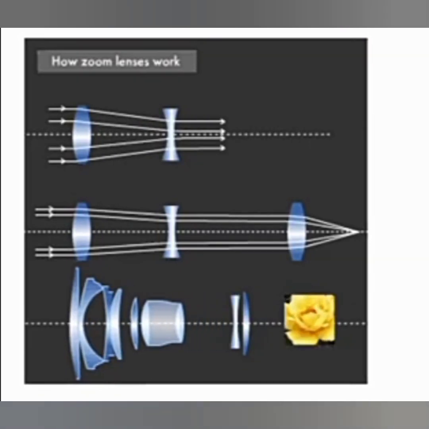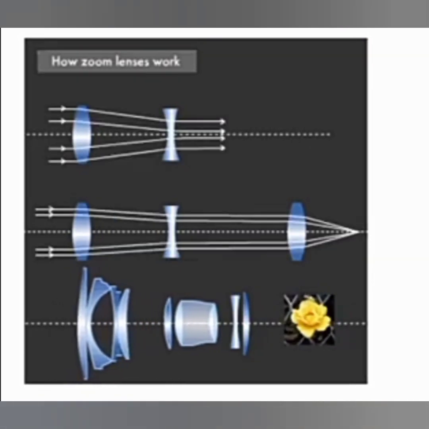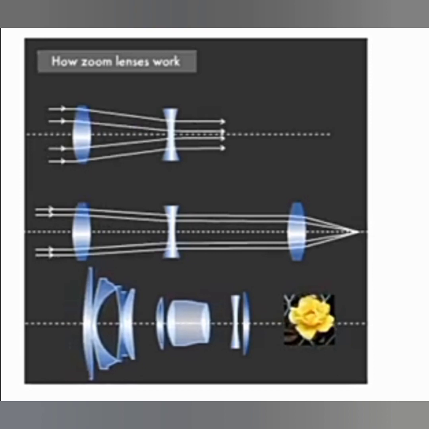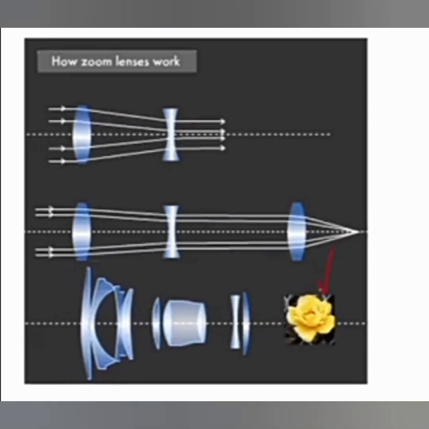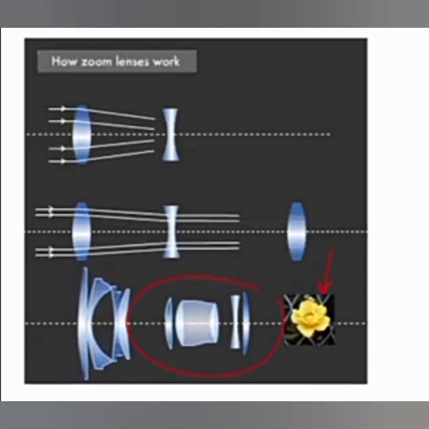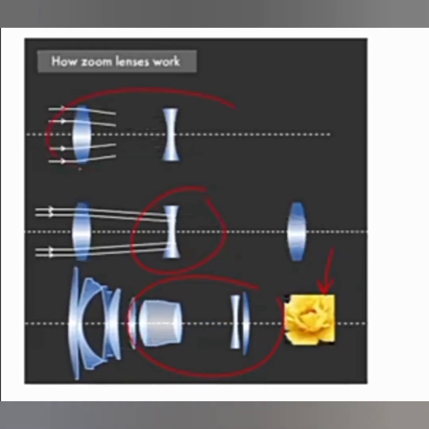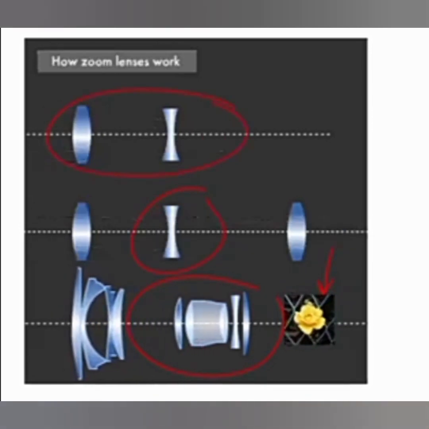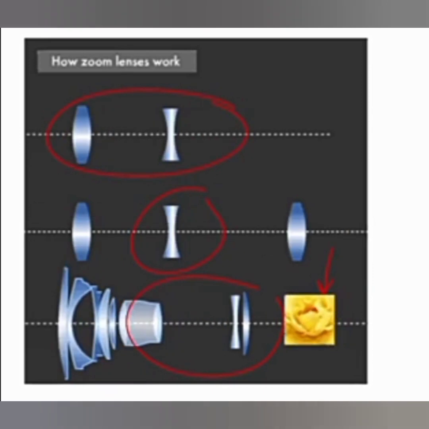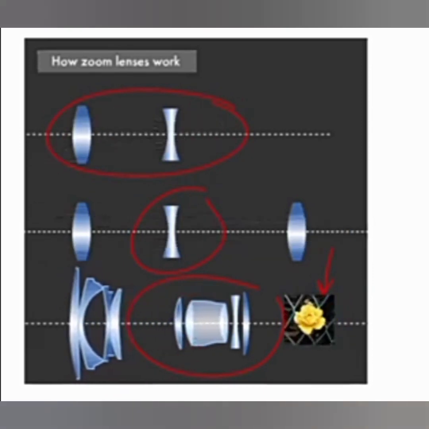As you can see, in a camera we focus in and focus out the image, and in a camera we use both concave and convex lenses. It is basically the combination of concave and convex lenses to zoom in and zoom out the image.